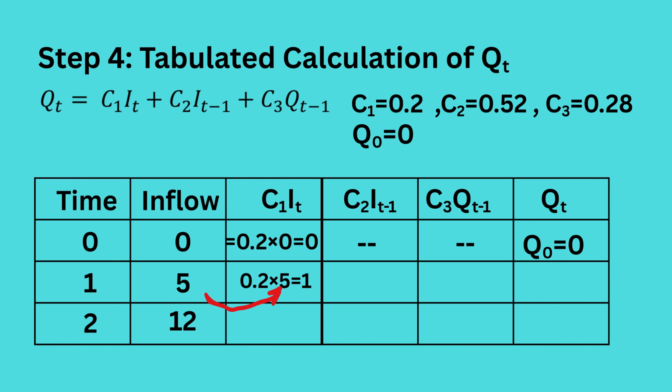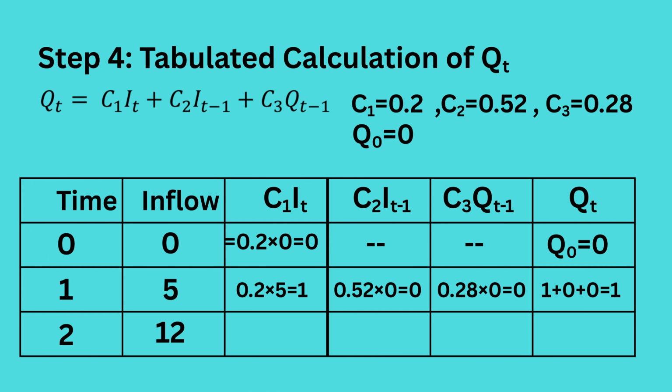C1 times inflow 5 gives us 1. C2 times previous inflow 0 will give us 0. And C3 times previous outflow of 0 will give us 0. Now the outflow will be the summation of columns 3 to 5, which gives us 1.